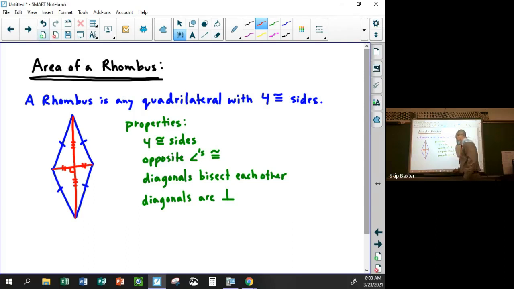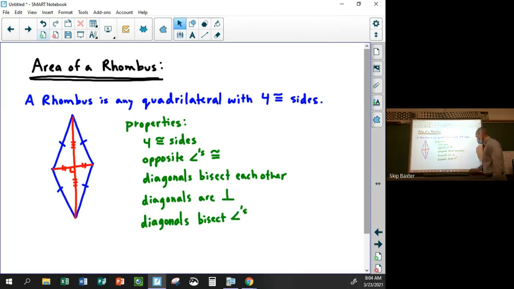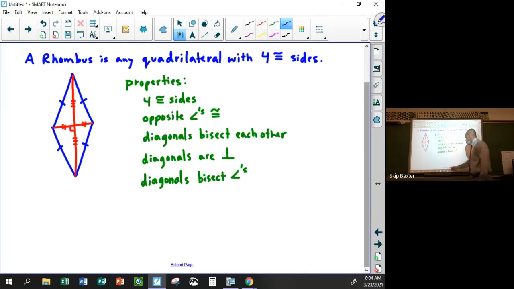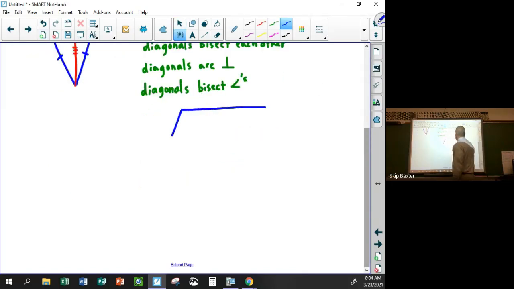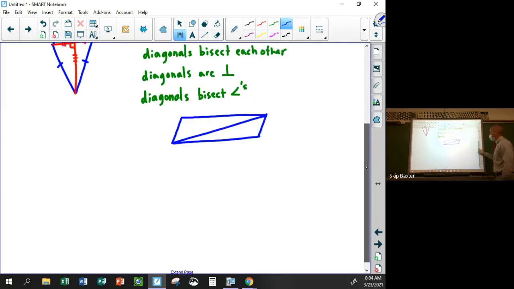One more I think that's important is that the diagonals bisect the angles. This isn't true in a normal parallelogram. Like if I draw a parallelogram just like this, I mean, the diagonals definitely don't bisect the angles, right? That diagonal doesn't split this angle in half. That piece is definitely a bigger angle than that piece. But it's true for rhombuses, okay?